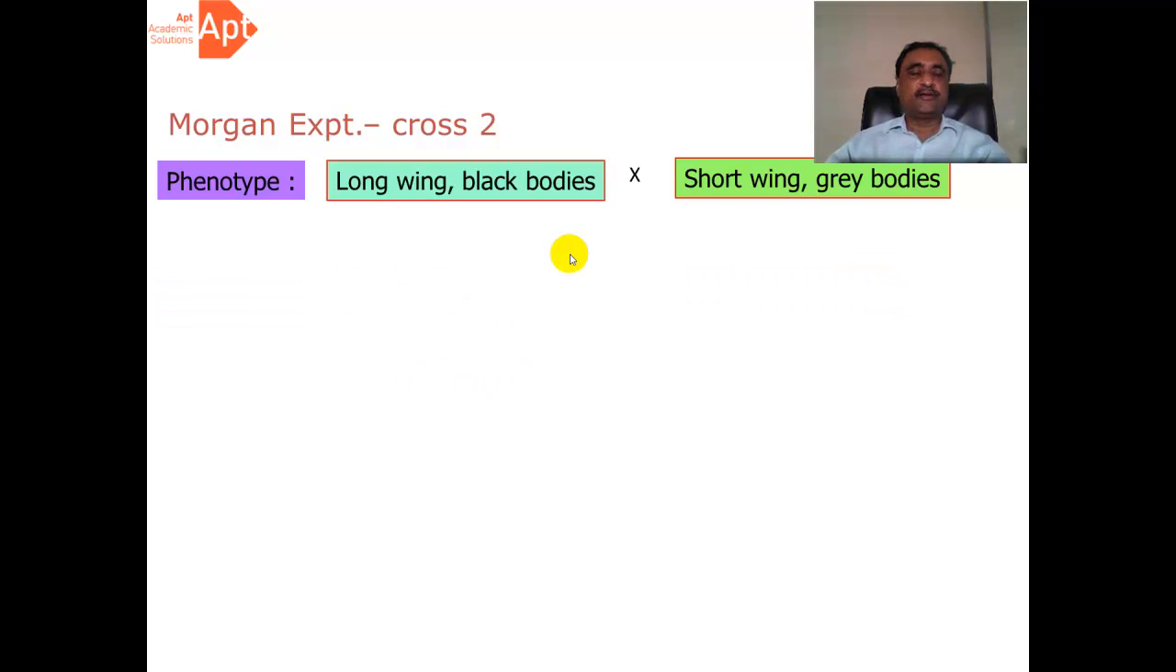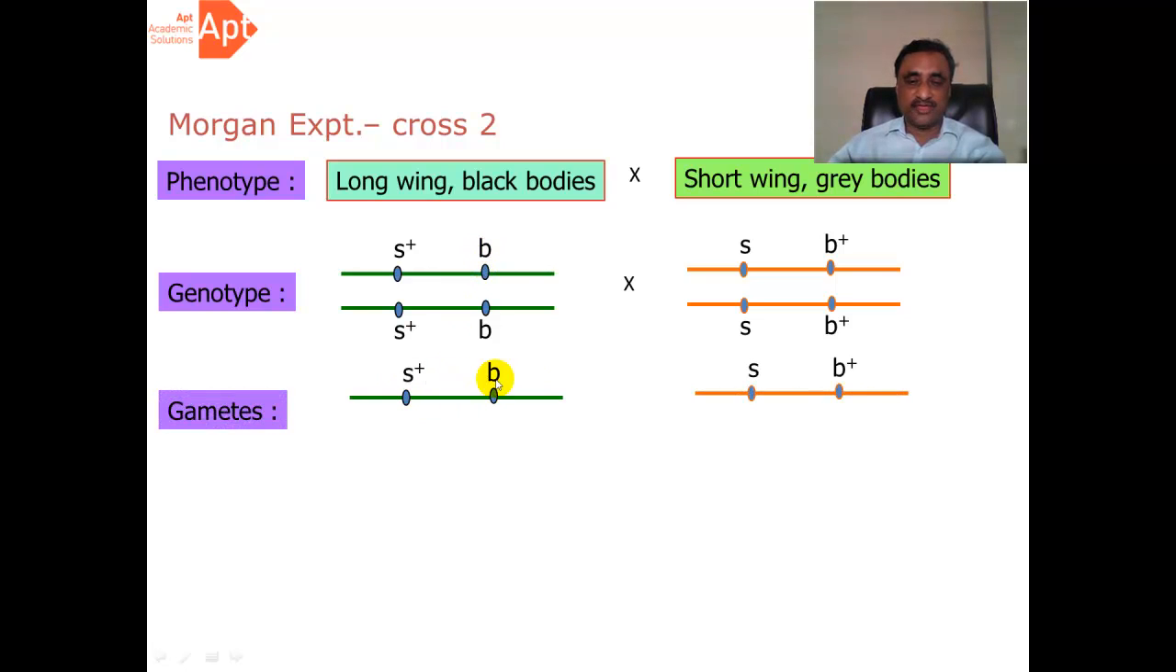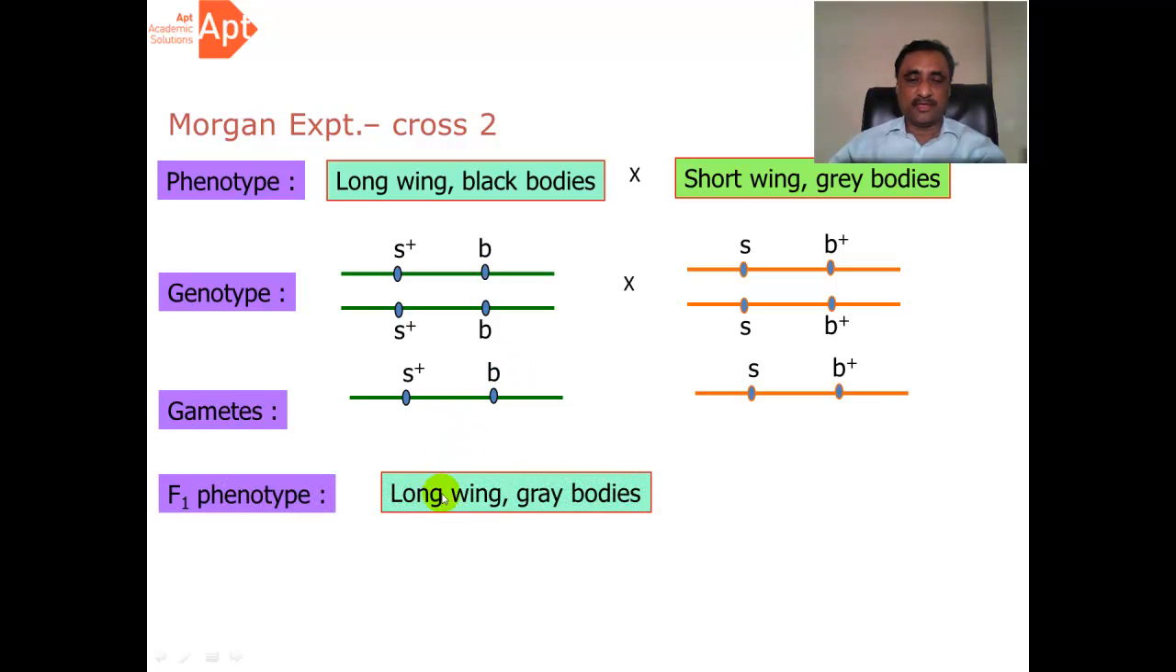So in the next cross, Morgan took long wing and black bodies. In the case of long wing black bodies, what happens? There is one dominant gene and one recessive gene. You can see there, this is the dominant one and this is the recessive one. As a result, you can see these combinations, right? And finally, we get long wing gray bodies, because long was dominant and gray was dominant, so in F1 the phenotype remains the same.